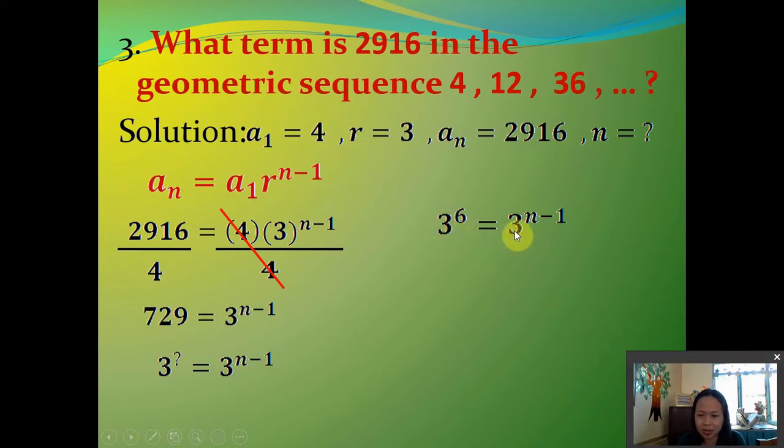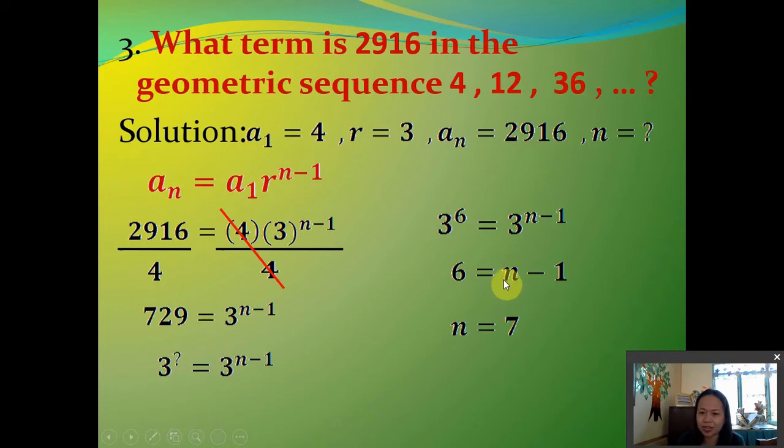Okay, since we have equal bases, base 3 here and also base 3 here, we can equate 6 is equal to n minus 1. Since the bases are equal, we can equate 6 and n minus 1. Transpose. This will become n is equal to this one. Transpose negative 1, this will become plus 1. 6 plus 1 is equal to 7.